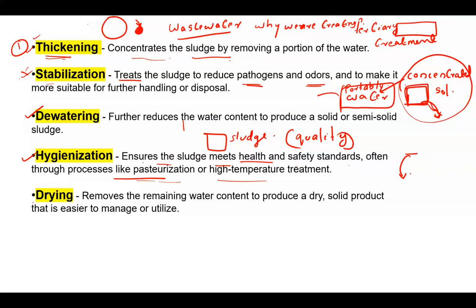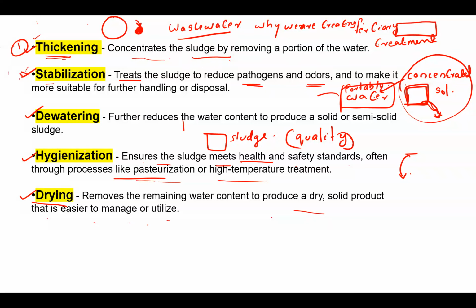Next is the drying process. Here drying removes the remaining water content to produce a dry and solid product that is easier to manage or utilize. So these are all the steps involved in sludge handling. Any doubt in this step or hygienization? Confused, or is it clear?